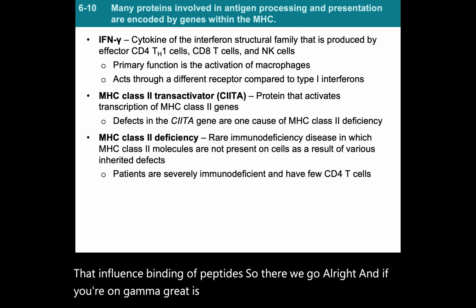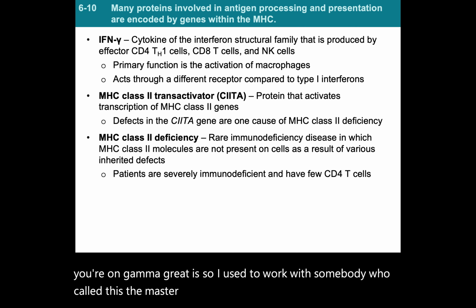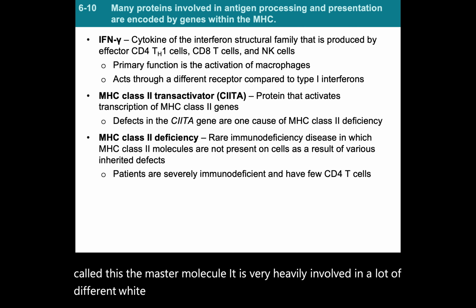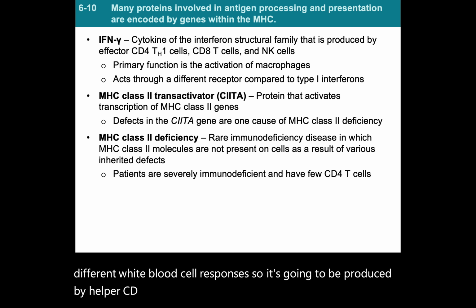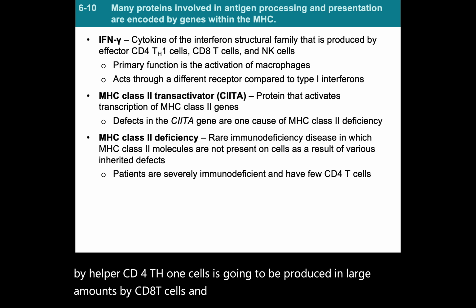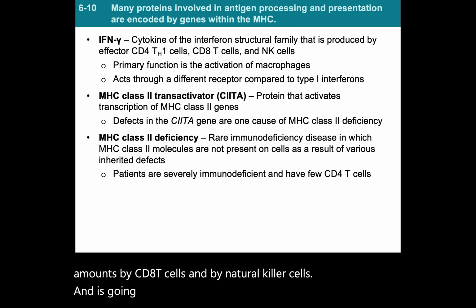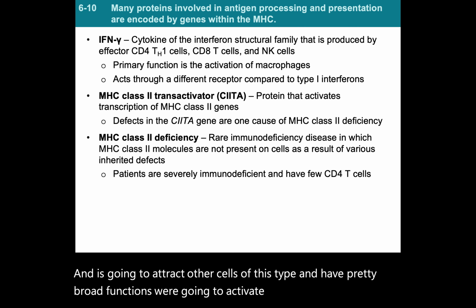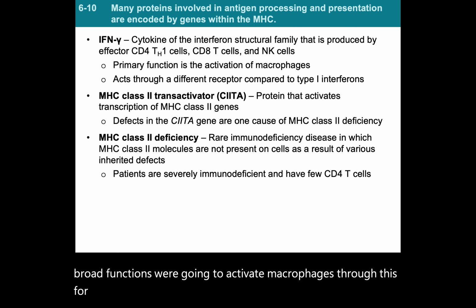All right, interferon gamma, great. So I used to work with somebody who called this the master molecule. It is very heavily involved in a lot of different white blood cell responses. So it's going to be produced by helper CD4s, Th1 cells. It's going to be produced in large amounts by CD8 T cells and by natural killer cells, and is going to attract other cells of this type and have pretty broad functions. We're going to activate macrophages through this, for example, and it's going to act through a different interferon. There's a different interferon gamma receptor, rather than the interferon alpha receptor 1 and 2.